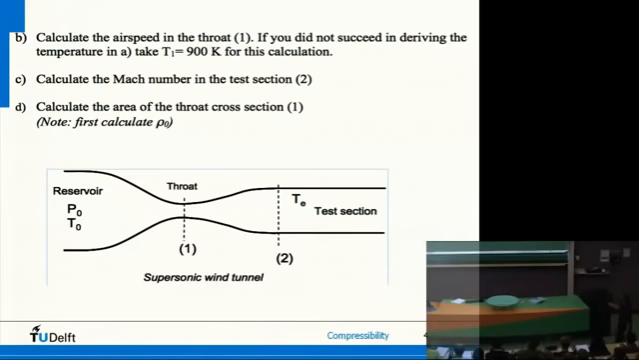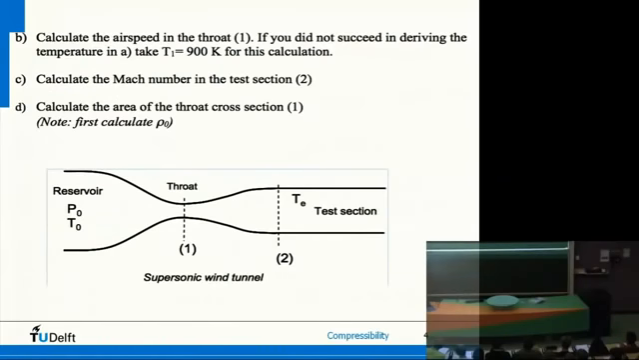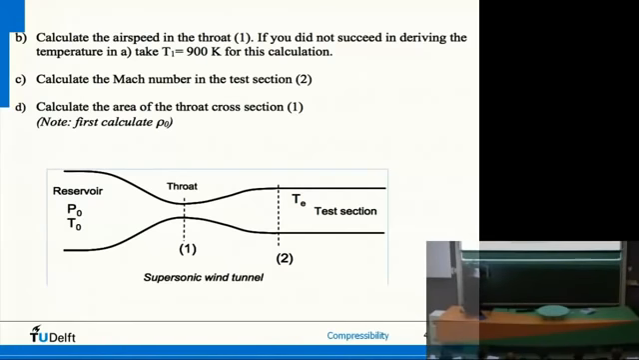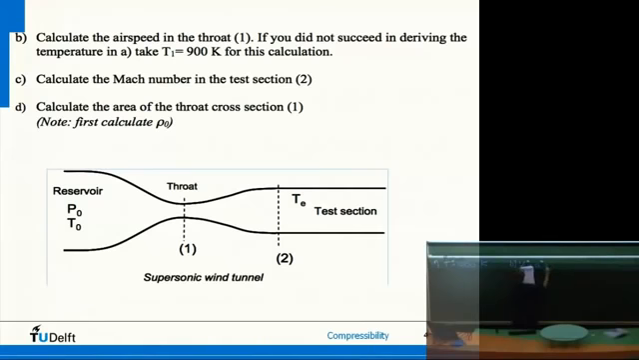So we're halfway, I think. We just calculated the airspeed as well, and I think we're now at point C. So I will give the answers we derived last time. The temperature in the throat, what was the first question? Yeah, temperature in the throat. So A, T star was 1000 Kelvin. And B, the speed in the throat, actually equal to the speed of sound in the throat by definition, was equal to 640 meters per second.